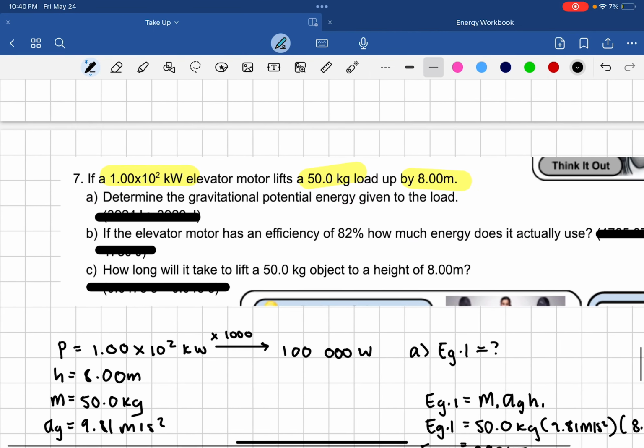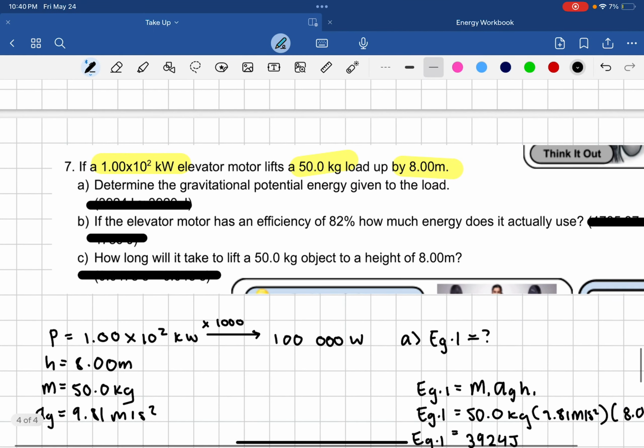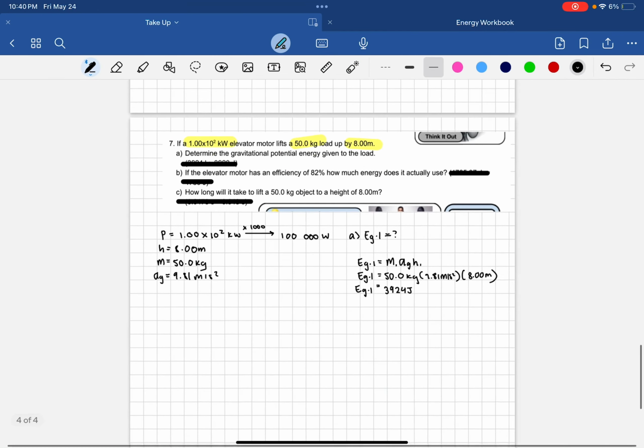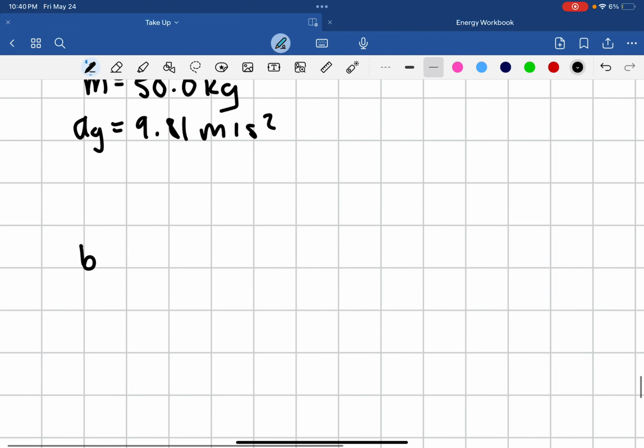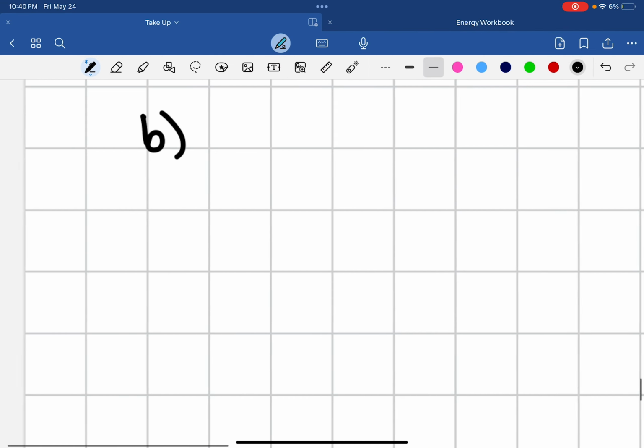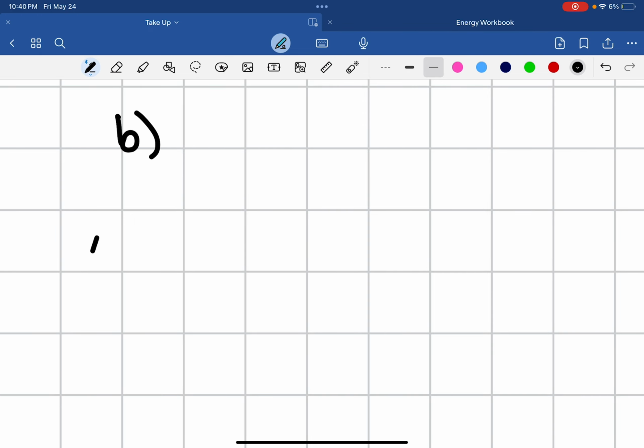Now, in part B, it says if the elevator motor has an efficiency of 82%, how much energy does it actually use? When it says how much energy does it actually use, it's essentially asking how much energy was actually inputted to the motor. So part B, we need to look at how much energy was actually inputted. And if we have a percent efficiency, then we can correlate that to our percent efficiency equation.